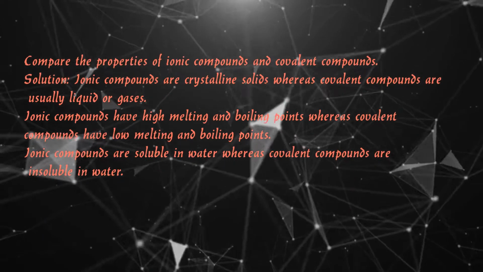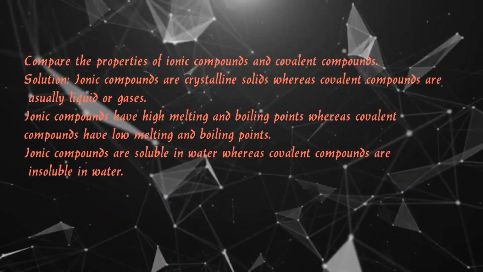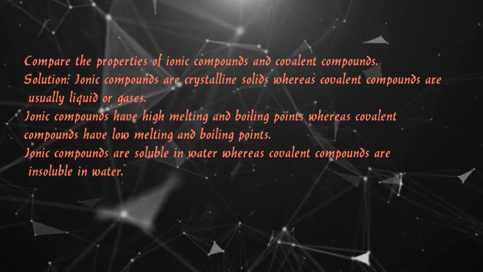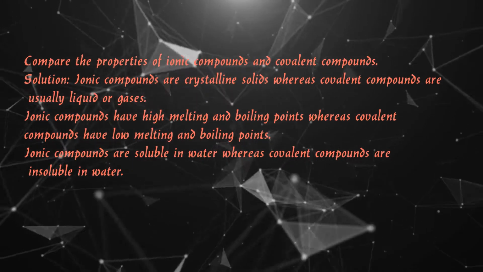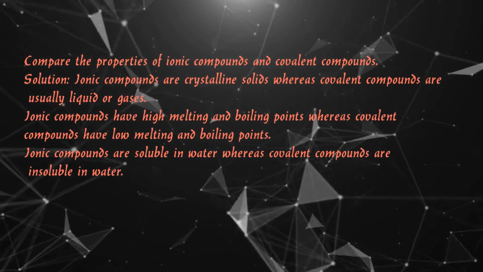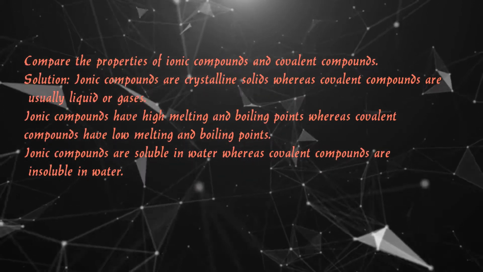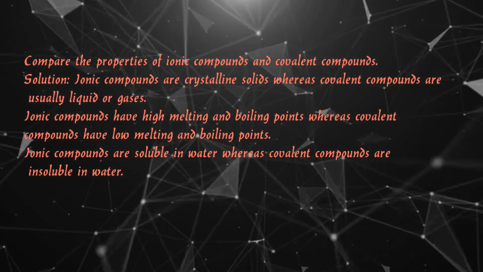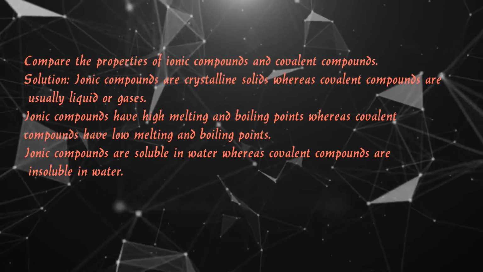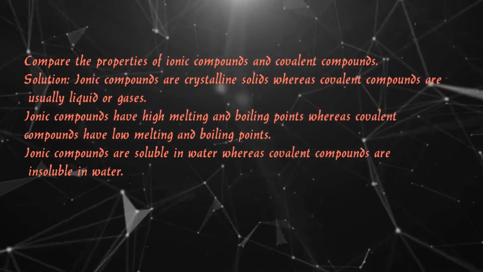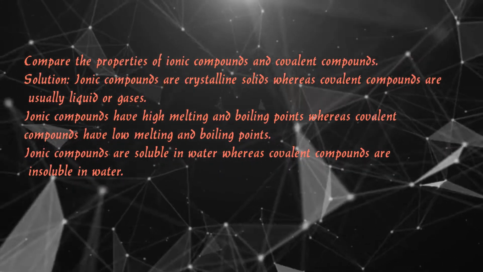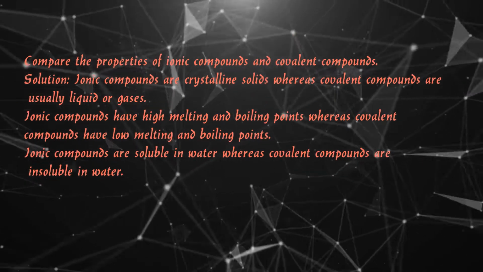Compare the properties of ionic compounds and covalent compounds. Solution. Ionic compounds are crystalline solids whereas covalent compounds are usually liquids or gases. Ionic compounds have high melting and boiling points whereas covalent compounds have low melting and boiling points. Ionic compounds are soluble in water whereas covalent compounds are insoluble in water.